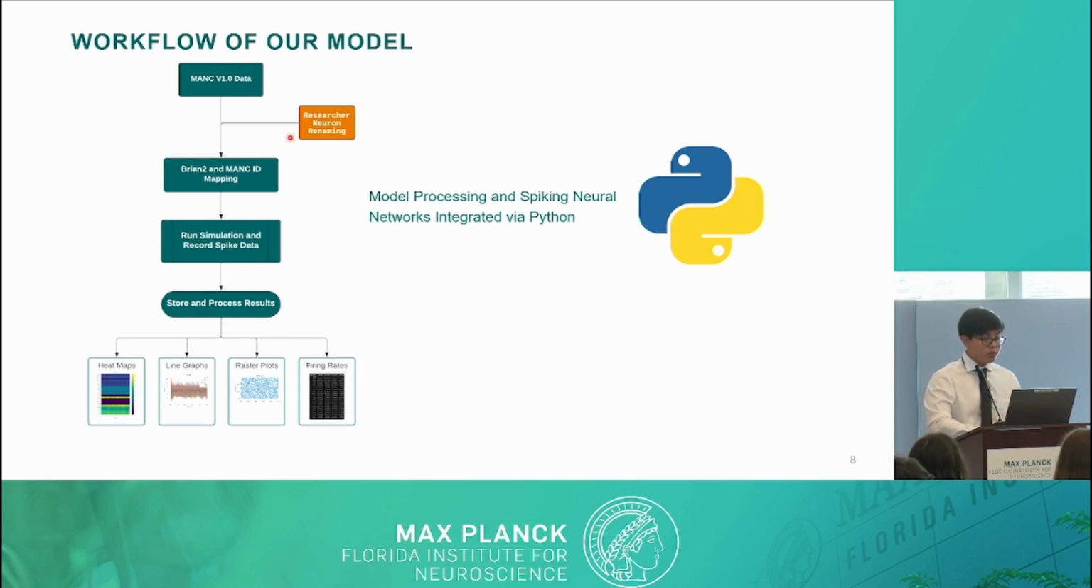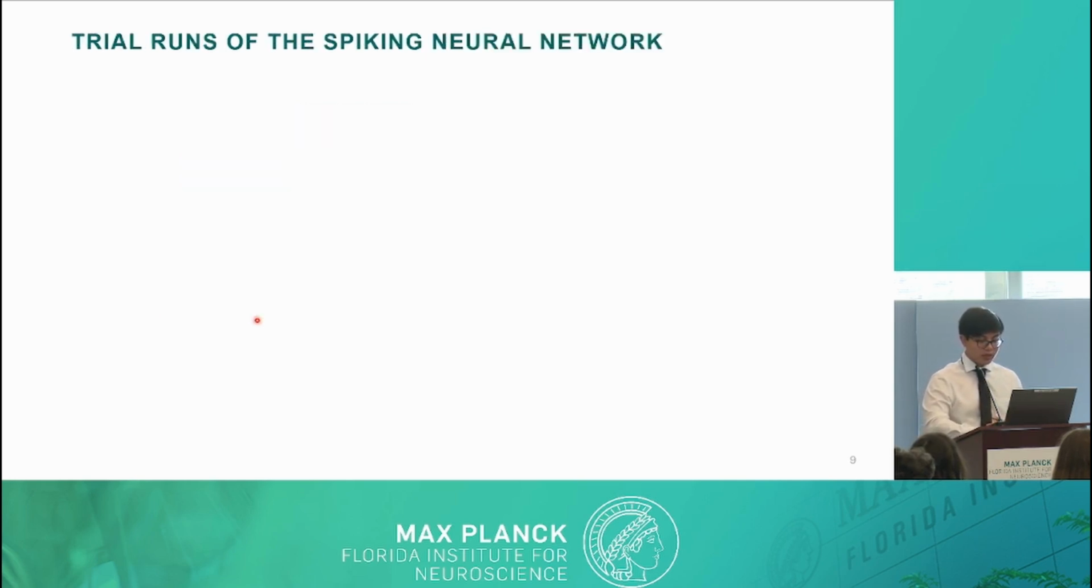And then afterwards, we do a remapping of the IDs from those 5 digits into our own internal index that helps process the model better. And then we run the simulation and record spike data. It's to be noted that these two processes are done and integrated via the programming language Python. And then we process our results into 4 main graphs.